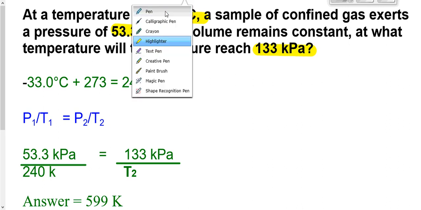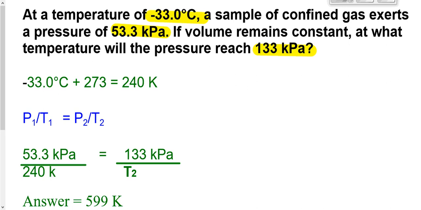All right, let's go ahead and assign variables to these. Minus 33 degrees Celsius is temperature. I know degrees Celsius is temperature. Also, it tells us that in the readings. That helps us. So this is going to be my T1. A sample of a confined gas exerts a pressure of 53.3 kilopascals. Now, kilopascals is a unit of pressure. And it's saying at this temperature, it has this pressure. So I can see these two variables belong together.